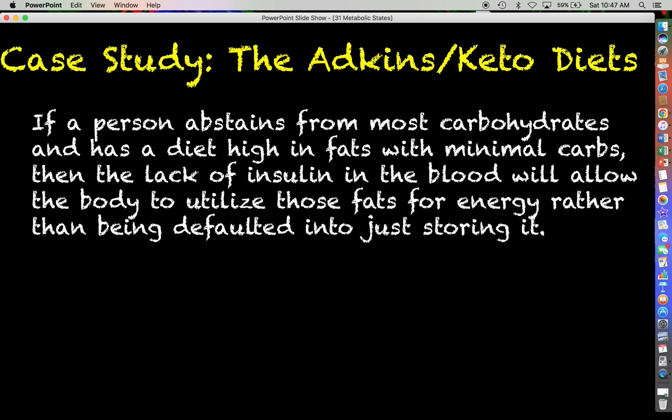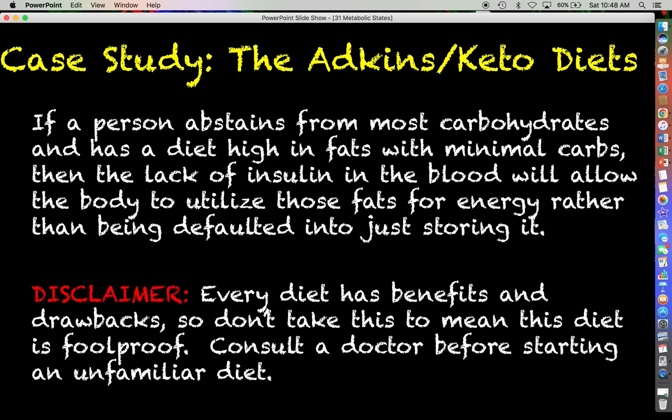So if a person abstains from most carbohydrates and has a diet that is much higher in proteins and fats and doesn't eat very many carbohydrates, then that should create a situation where the pancreas does not really secrete insulin very much. So if insulin is not present, we are not defaulting the body into storing fat. We are actually creating a situation where that fat can be used and burned off.